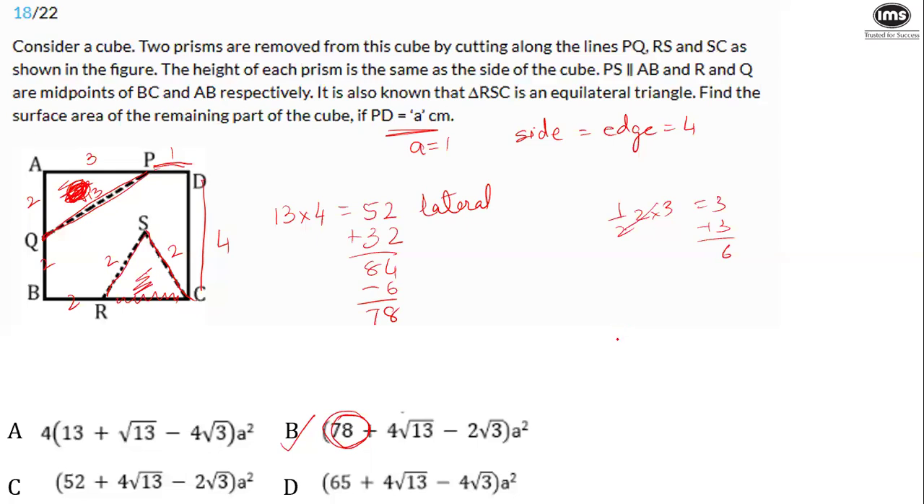So 78 is there only in one option. So that gives us our answer as B. Option B is the right answer. We do not see all the options have 4 root 13. This again we can verify, the area of the equilateral triangle that we are cutting out from the top and bottom. Anyway, we have got our answer as 78. That gives us option B as the right answer.